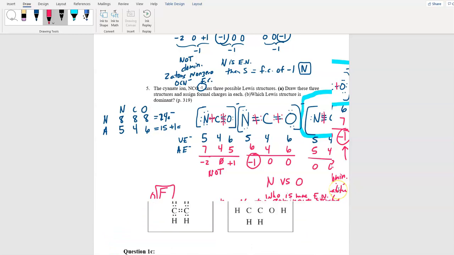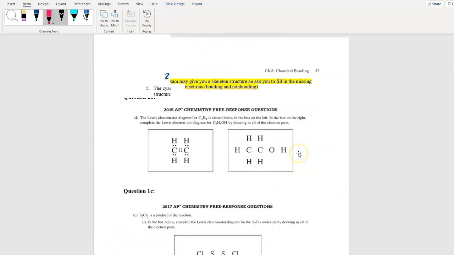So this is what I want you to do. Okay, these are past AP questions. I want you, this is no video, you have to figure out yourself. AP may give you a skeleton structure and ask you to fill in the missing electrons, bonding and non-bonding. So this was 2015, 5 years ago. They said the Lewis dot structure was C2H4 as shown in the box on the left. In the box on the right, complete the dot structures, okay, and drawing in all electron pairs. But electron pairs can be bonding or non-bonding, okay?